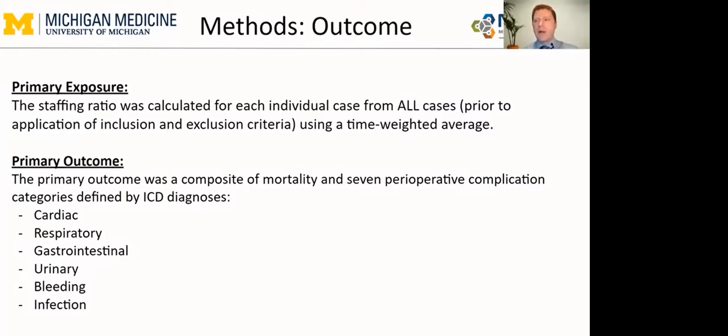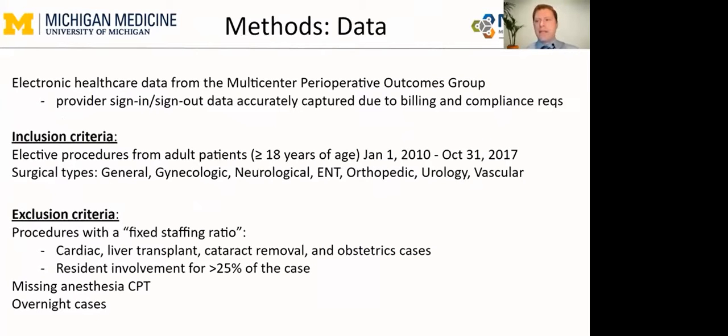The primary outcome of the study was a composite using mortality and 7 perioperative morbidity complication categories defined by ICD diagnoses: cardiac, respiratory, gastrointestinal, urinary, bleeding, and infection. Data was obtained from the Multicenter Perioperative Outcomes Group electronic healthcare data registry from January 1st, 2010 to October 31st, 2017. This data focused on adults undergoing elective surgery from general, gynecologic, neurologic, ENT, orthopedic, urologic, and vascular operative groups.